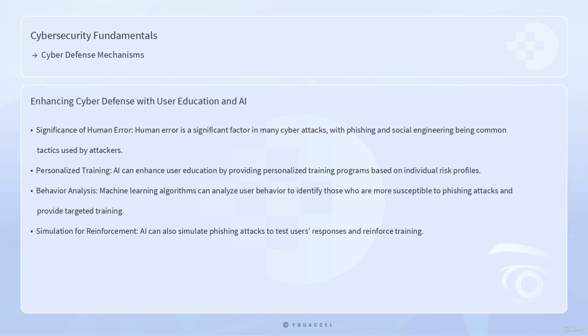For example, machine learning algorithms can analyze user behavior to identify those who are more susceptible to phishing attacks and provide targeted training to improve their awareness. AI can also simulate phishing attacks to test users' responses and reinforce training. This tailored approach ensures that users are better equipped to recognize and respond to potential threats.